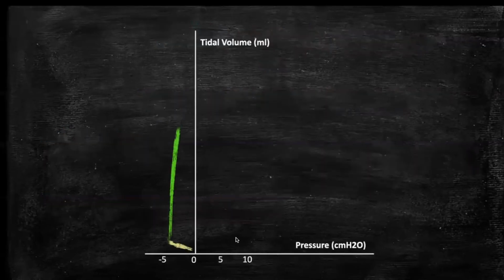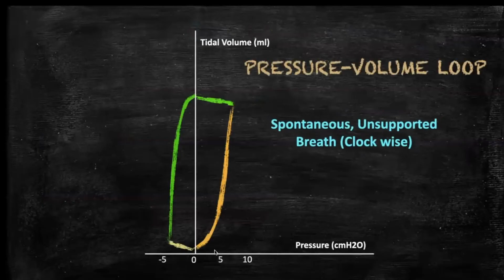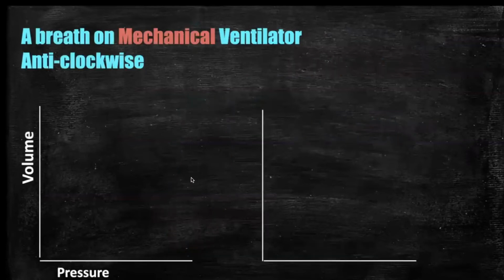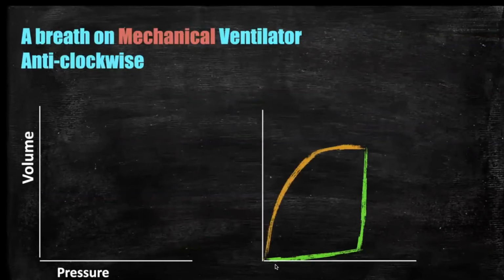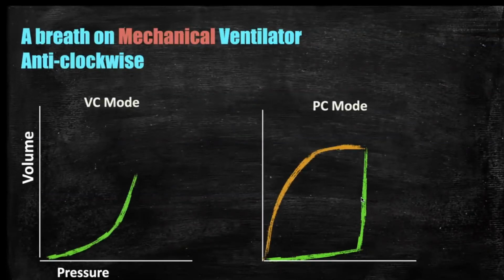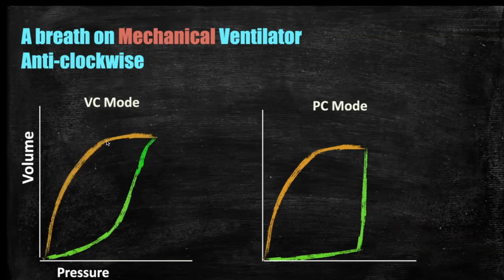This is a normal pressure volume loop during a spontaneously breathing patient. So it is a clockwise loop, and during inspiration it becomes negative and during expiration it becomes positive. How it becomes negative and positive we have also already discussed in the earlier part of this talk. When a patient is on mechanical ventilation, it becomes anti-clockwise. So this is a pressure volume loop in pressure control mode, and this is on volume control mode.